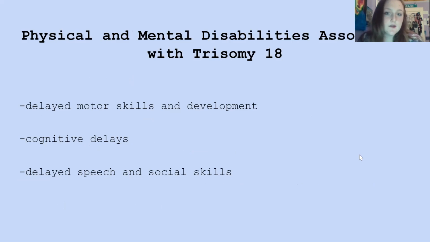Physical and mental disabilities associated with trisomy 18. We talked about the physical with the low birth weight, abnormally shaped head, overlapping fingers. The severity of the mental and physical disabilities is more dependent on what type of trisomy you have. Clearly with full trisomy, it's almost guaranteed that you'll have most of these disabilities or delays, but it can change. With partial, you have the opportunity to live almost a normal life, depending on how severe the case is.